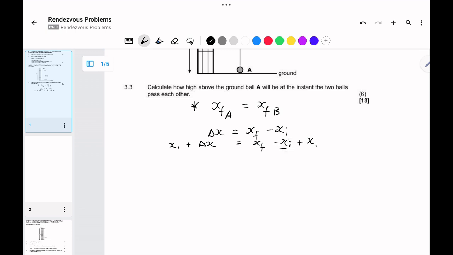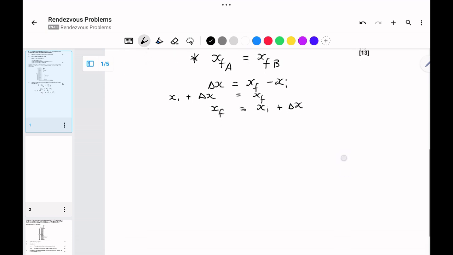Right, so I have a minus x initial plus x initial. They will cancel, leaving me with only the final position on the right hand side. Or, to write this a little better and make it more readable, the final position is equal to the initial position plus the change in position of whatever object I have.